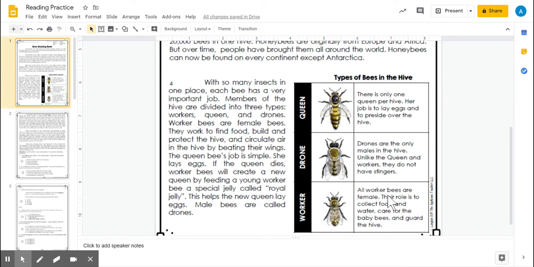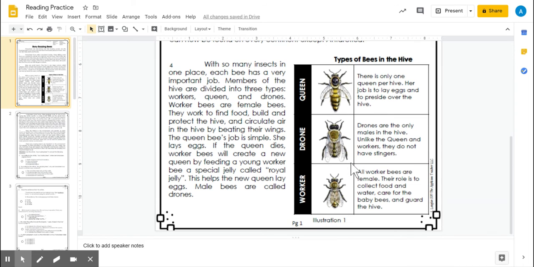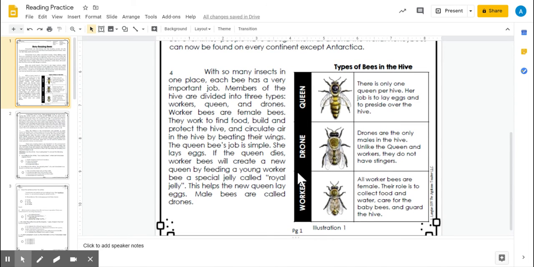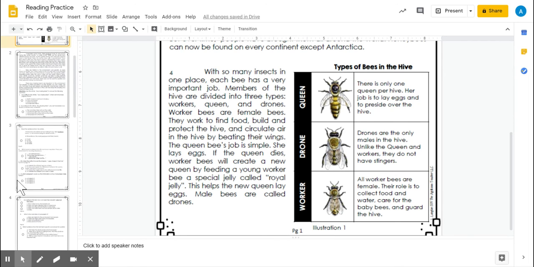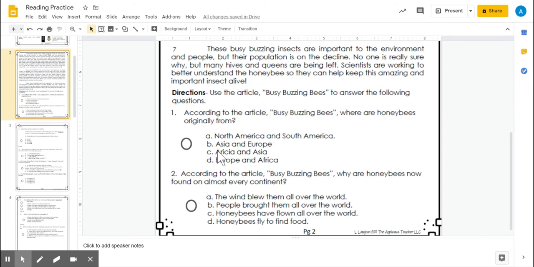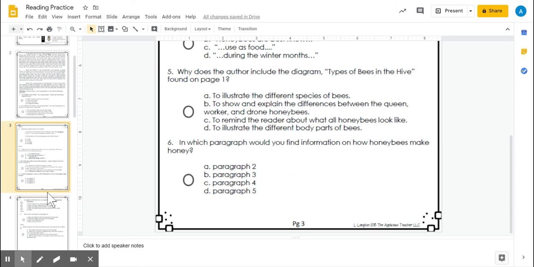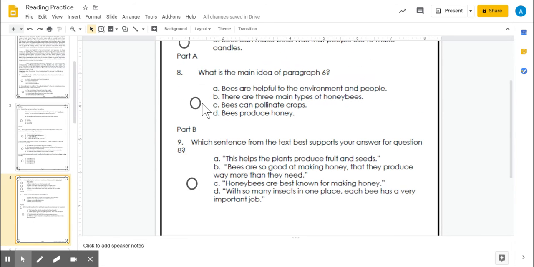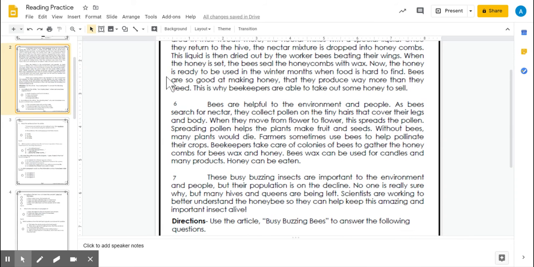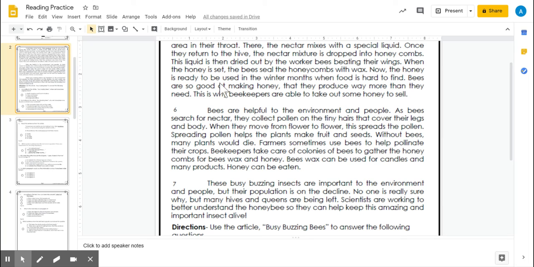Make sure, again, you do look at this graphic. It says types of bees in hive. There's the queen, the drone, and the worker. So there are different jobs that bees have, just like humans have different jobs. And then you're going to be going down answering the questions. Just take the circle and drag it to which one you think is the correct answer. And then make sure you're back to the article.